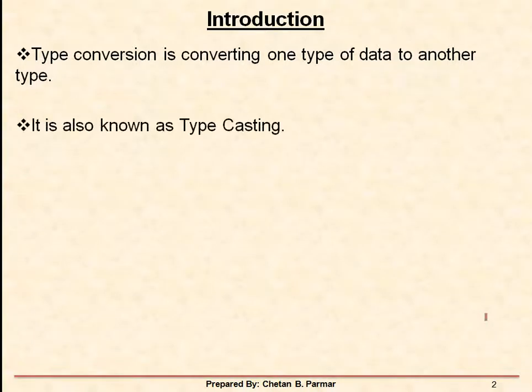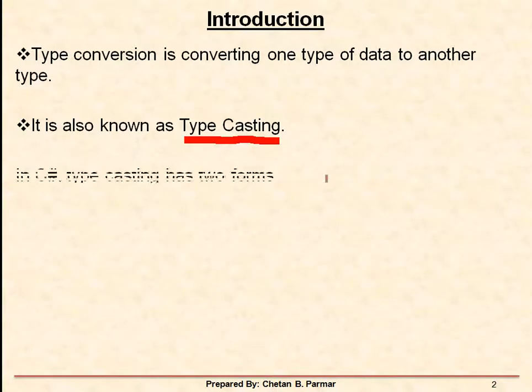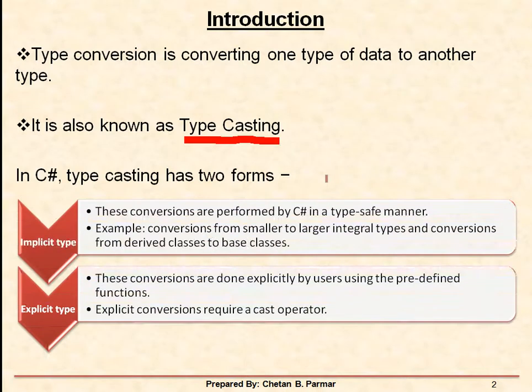Sometimes it is also known as type casting. This is the same word, type casting. So you can say that type casting and type conversion are both similar. In C#, type casting has two forms. Implicit conversion is the first one, and the second one is explicit conversion. As you heard from the names, implicit and explicit.